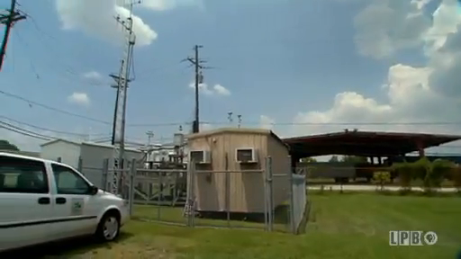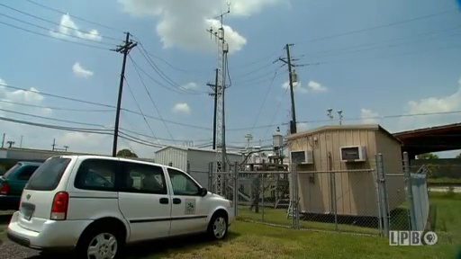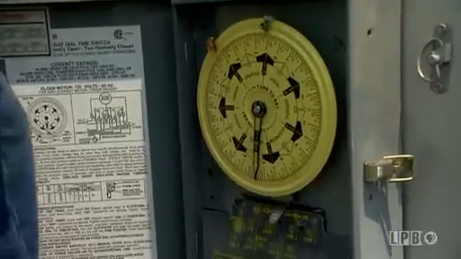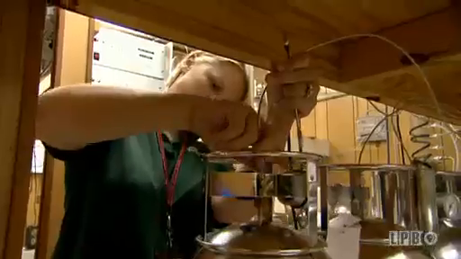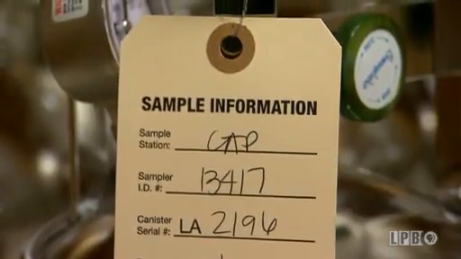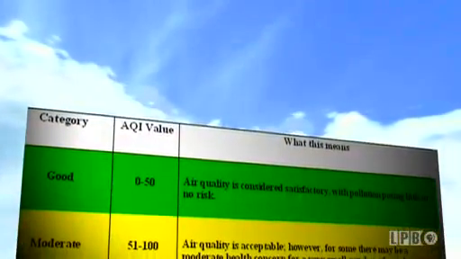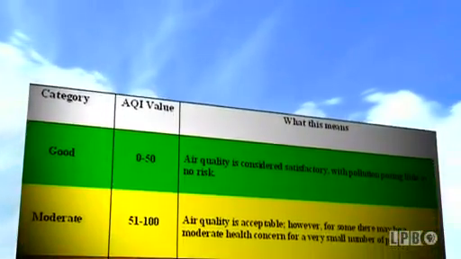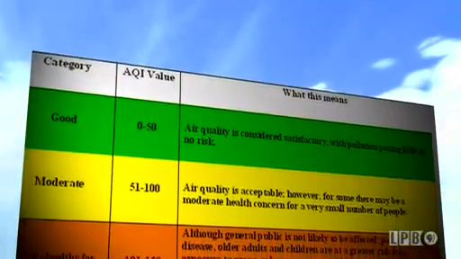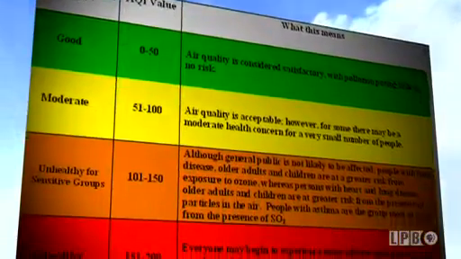Like other state environmental agencies, the Louisiana DEQ has more than 40 monitoring stations scattered throughout the state to detect pollutant levels in the ambient air. Data collected from these sites is used to help the state maintain compliance with national ambient air quality standards. The data are also used to report the Air Quality Index, or the AQI, which includes measures of ozone and particulate matter. The index is color-coded, with green being the best possible scenario and purple being the worst.